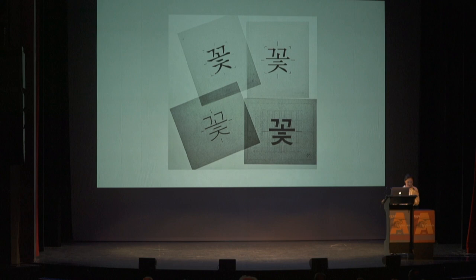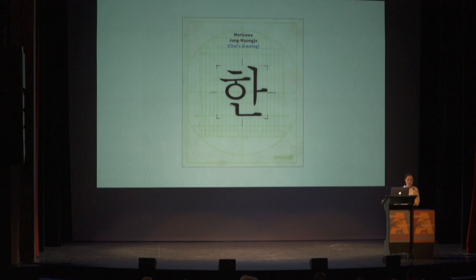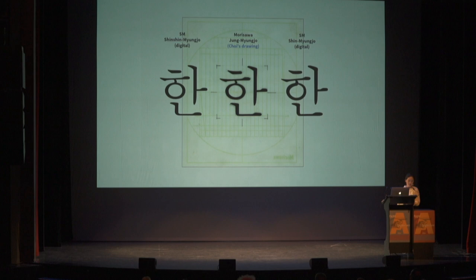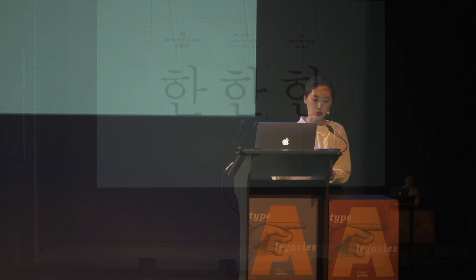The first impression I got from them was that they were beautiful and familiar. That's because they were very similar to today's digital typefaces, what we are using in computers or books. Therefore, I compared his drawings to numerous early digital typefaces. And this is the original drawing named Morisawa Jungmyeongjo. I found SM Shinshinmyeongjo and SM Shinmyeongjo looked very similar to Choi's. Of course, there are some differences, such as small details on the strokes and contrast, but the structure of characters seemed very close.